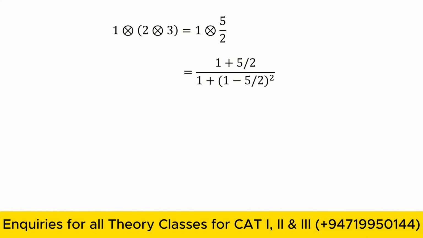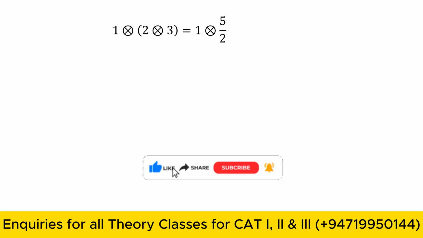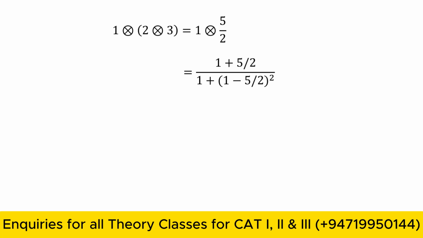So again I substitute into the first formula: (1 plus 5 over 2) divided by (1 plus (1 minus 5 over 2) squared). So I can solve like this: 7 over 2 divided by (1 plus 9 over 4). So the final answer is 14 over 13. This is my final answer.